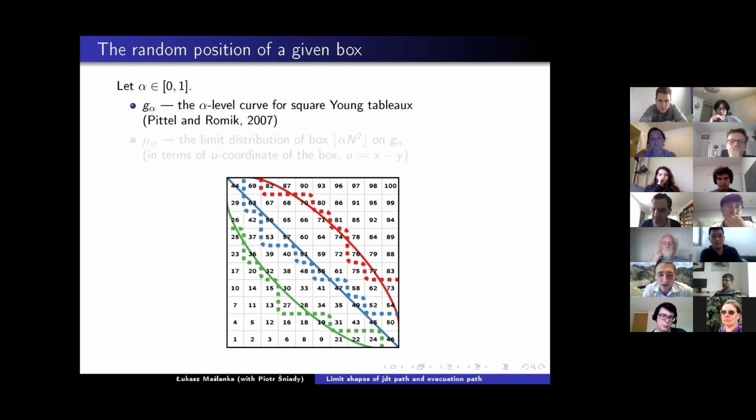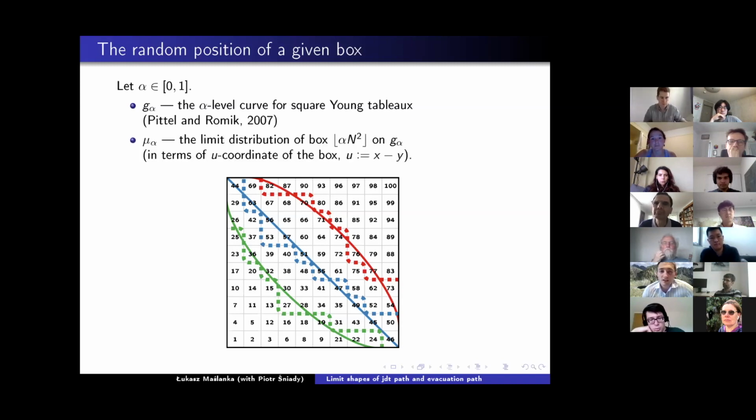For example, here in the red solid line, we have a 0.75 level curve. In blue, it's 0.5 level curve, and in green, it's 0.25 level curve. They also found the explicit formula for the limit distribution of the box with number alpha and square on this alpha level curve, or at least in the surrounding, and it's given in terms of the U coordinate of the box.